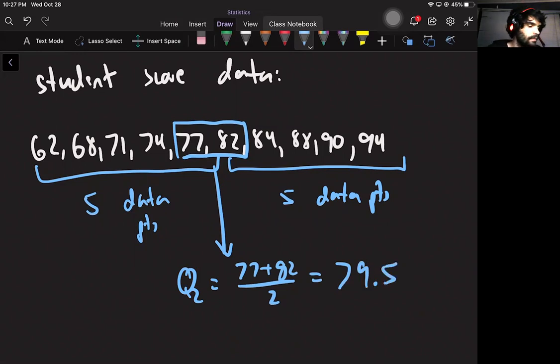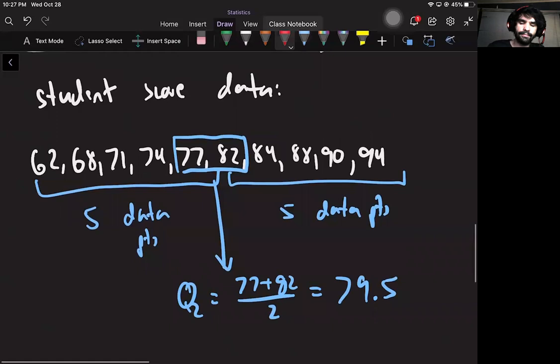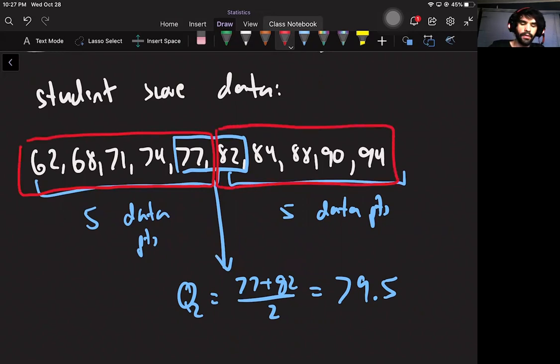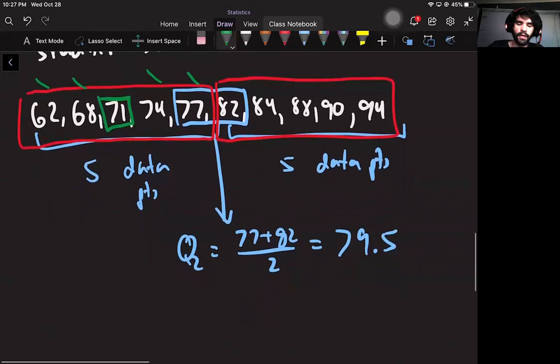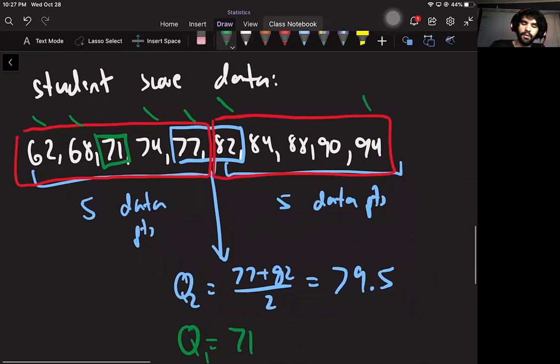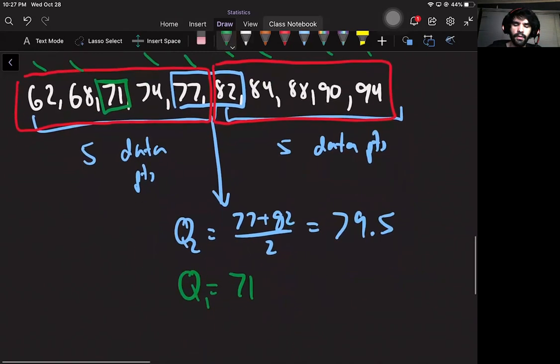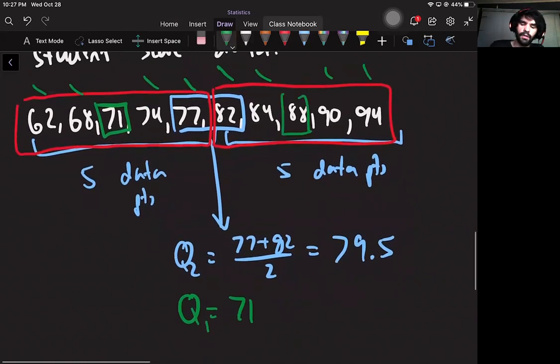So that's Q2. Then that divides the data up into two halves, these 5 points and these 5 points. So since 5 is odd, calculating the median is a little bit easier of each piece. So I'll just go like that and then figure out that 71 is the middle of the lower half. So Q1 is 71. And same thing over here, make little tick marks to count towards the middle, and you get that Q3 is going to be 88.